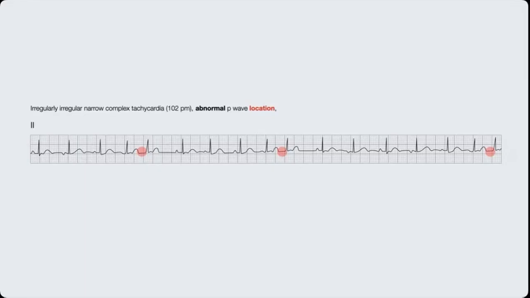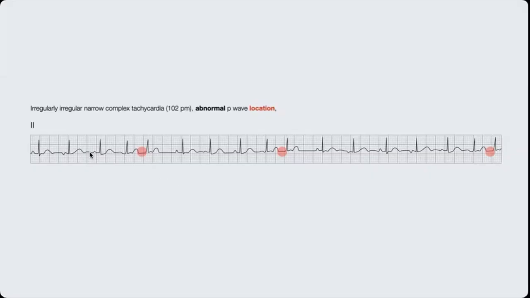But does someone want to comment on the axis? Because I did label this particular lead as lead 2, the rhythm strip of lead 2, and so we have half the information anyway. We don't have AVR, of course. But does someone want to comment on the axis? Is it normal or abnormal based on the information we have? You say the axis is normal? Okay, I'd actually say the axis is abnormal, right?